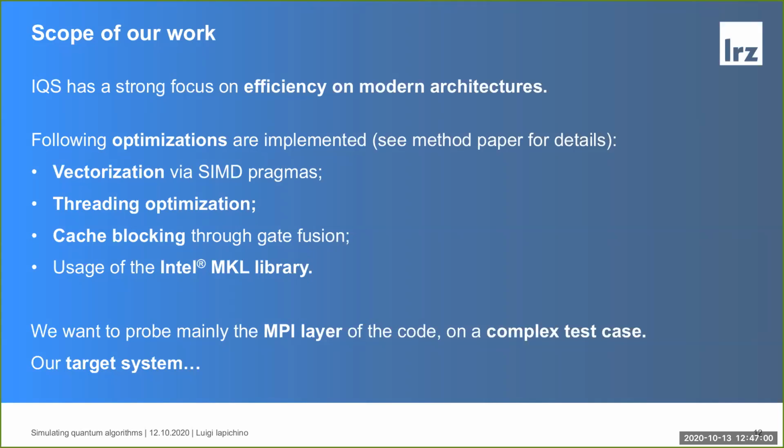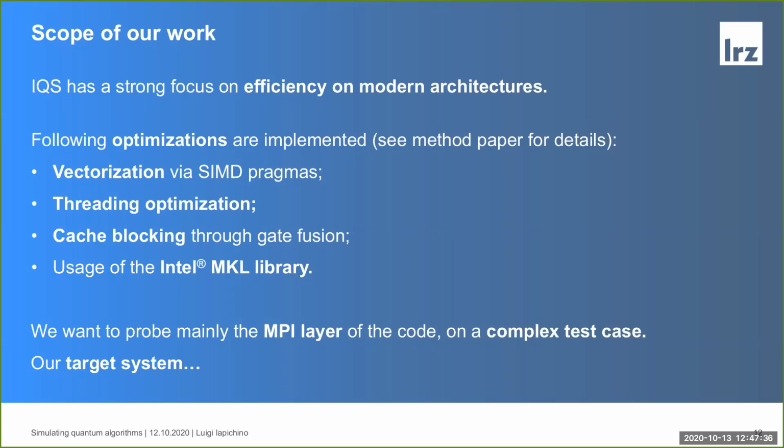Well, what is the scope of the profiling work that I want to show? I said that right now we know how Intel QS performs on simple operations. We want to test these on more complicated algorithms. We know something already about the features of the code. We know that it has a strong focus on efficiency on modern architectures because it's been written by people knowing about these details.